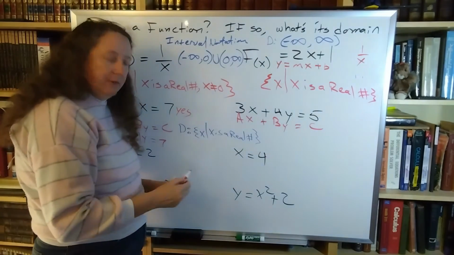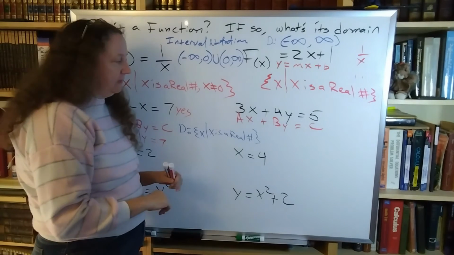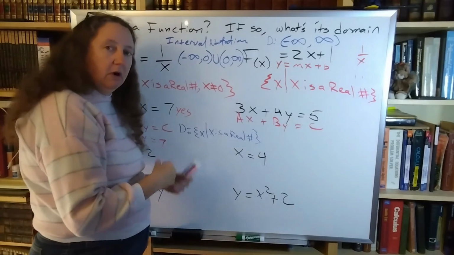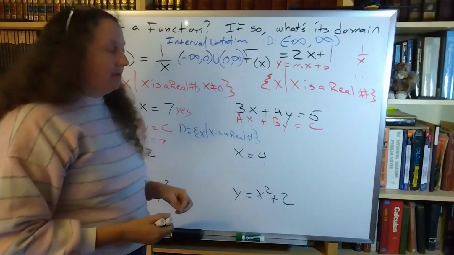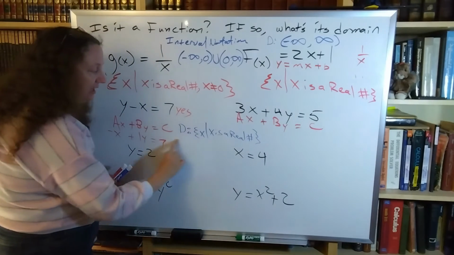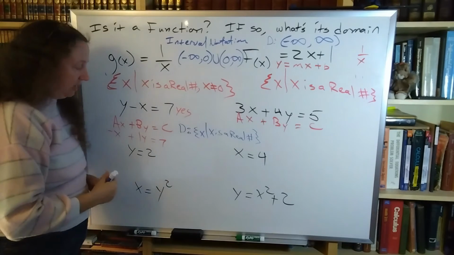What is my domain for this? Is x in the denominator? Nope. Is x under a square root sign? Nope. Are there any other conditions where I have to worry about x can't be some number? No. So again, my domain is the same, x such that x is a real number. Done.